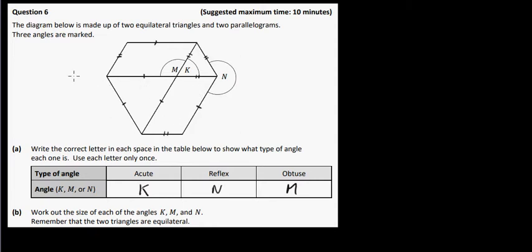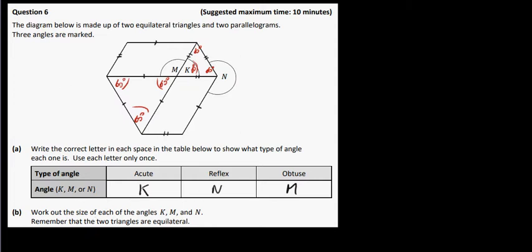Also these are equilateral, so we can put in the angles as well. So if they're equilateral, it means it's 60 degrees, 60 degrees and 60 degrees here. So the three angles are 60 degrees. And the same over here, K is going to be 60 degrees, this is 60 here, and this is 60 degrees here. You could also work out M. We're probably going to have to do that. Yeah, work out the size of each of the angles K, M and N.